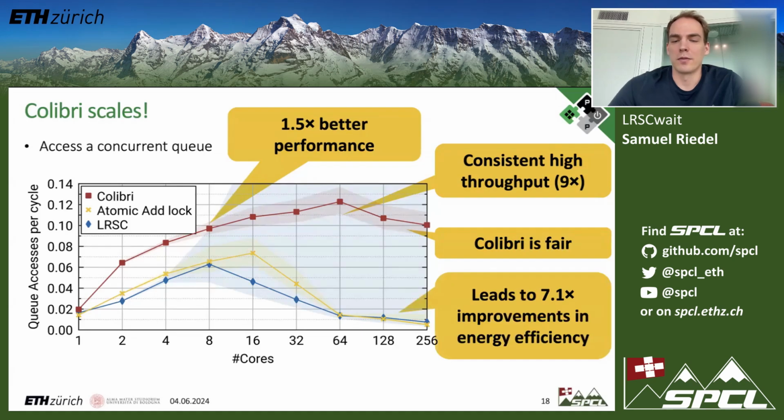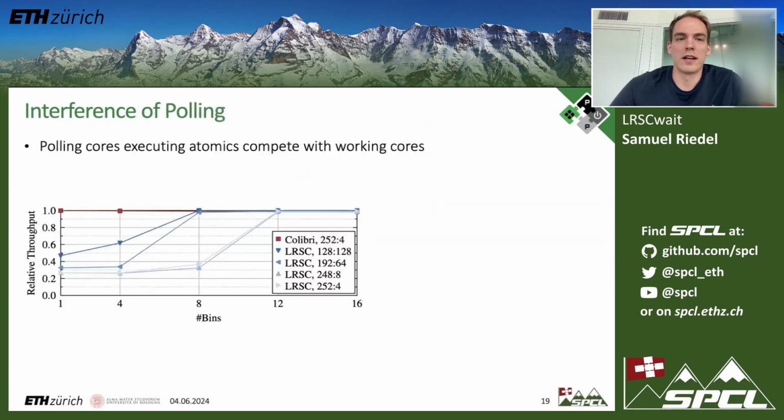One other thing, we'll not go into too much detail, we also measured the energy efficiency and power and so on. And this leads to a huge improvement in energy efficiency because we have less polling. Finally, what we will also look at is the interference. We saw it hinted at in the previous plot, but then we measured it explicitly in this scheme where we have some cores executing actual work, and then we have some cores disturbing them.